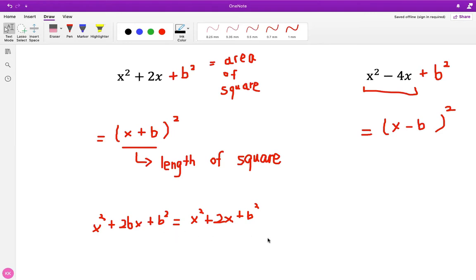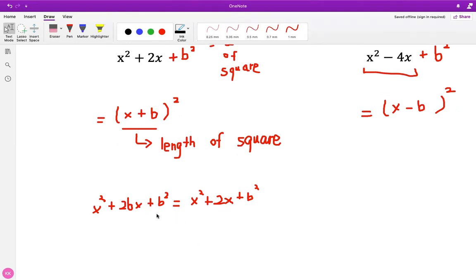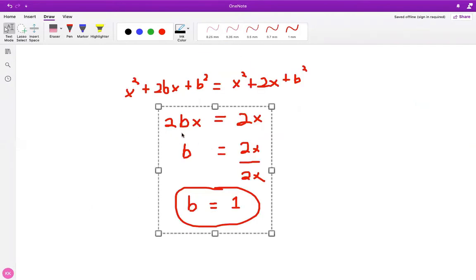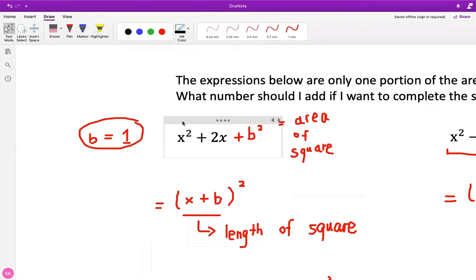So how can I make this equal? I set 2bx equal to 2x. If I want to solve for b, I just do b equals 2x divided by 2x. I isolate this number, and b gives us 1. So what does b equals 1 tell us? Given that I have a portion of the area of the square, x squared plus 2x, if I add 1 squared, I will get the area of the square and complete the square. So the area of the square should be x plus 1 squared, and the length of the square should be x plus 1 as well.